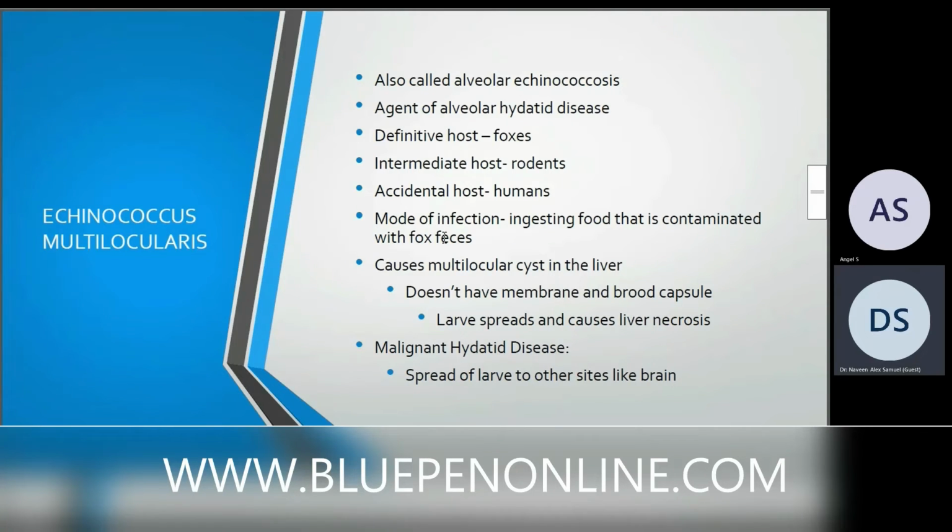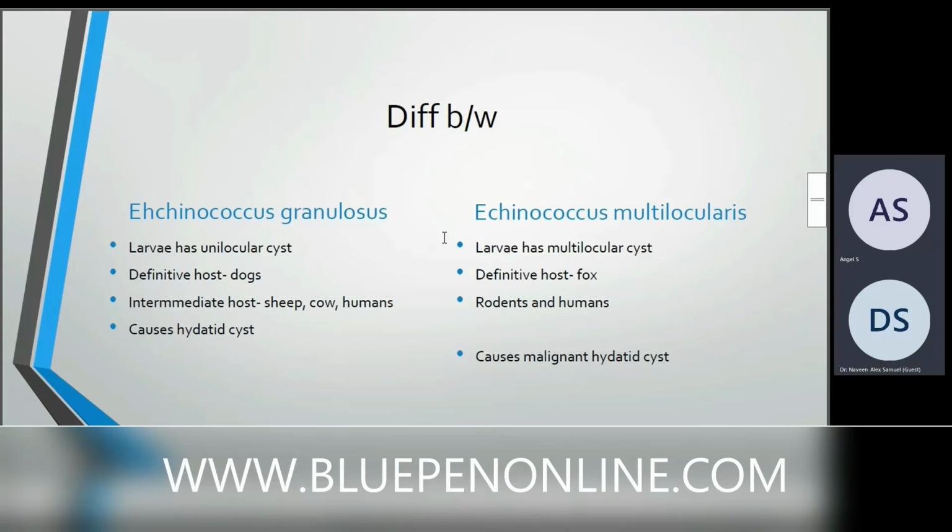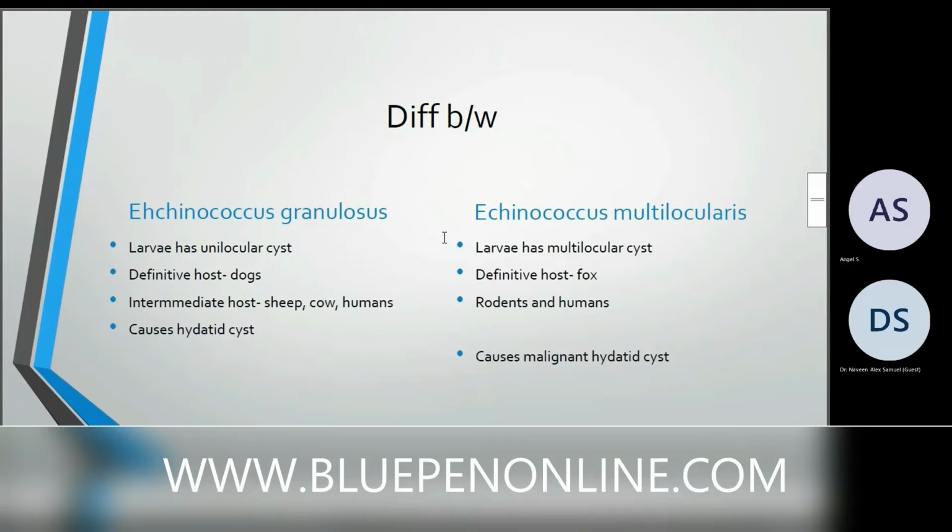Now the difference between Echinococcus granulosus and Echinococcus multilocularis. In Echinococcus granulosus, the larva has a unilocular cyst. Here the larva has a multilocular cyst. It is called a unilocular cyst because there are no septa separating within the cyst. But in Echinococcus multilocularis, the cyst has multiple septa separating within it. So it's called a multilocular cyst.